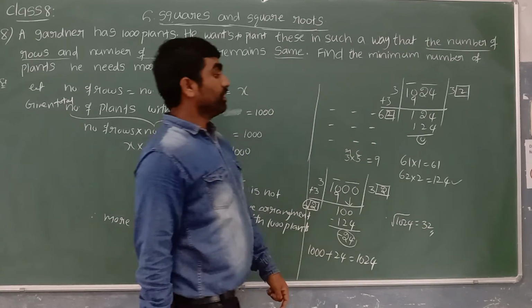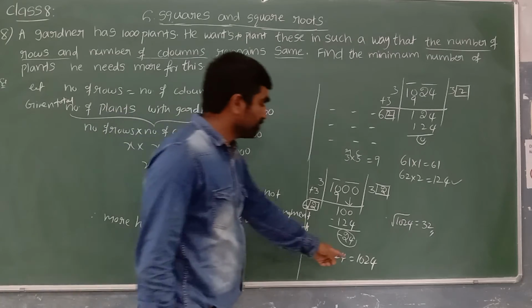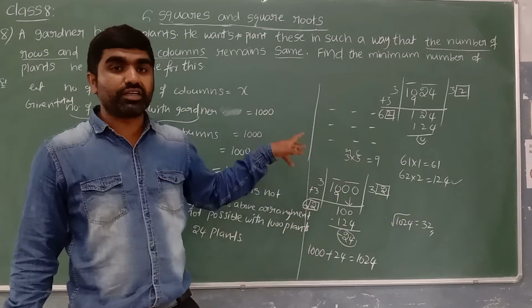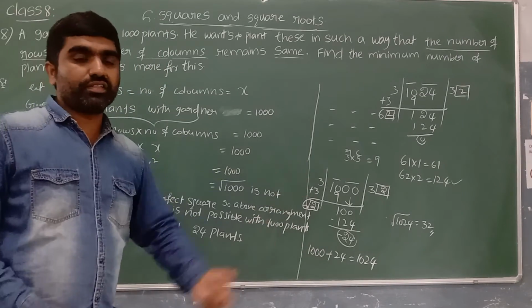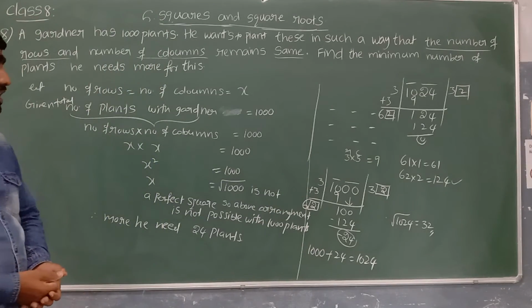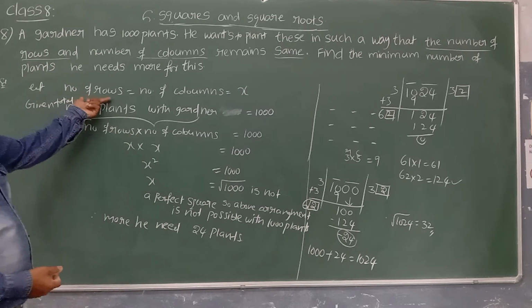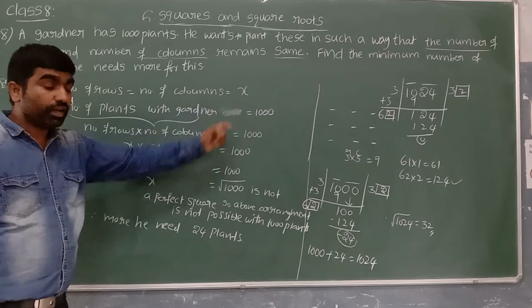Therefore, the square root of 1024 is 32. So if you have 1024 plants, we can arrange them in 32 rows and 32 columns. Simple concept. Hope it is clear for you. They said both are equal, but we don't know how much both are. And also they said total plants 1000.